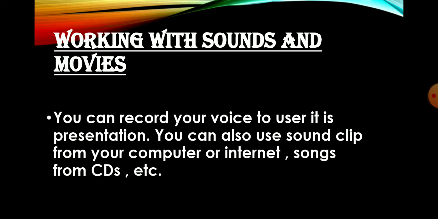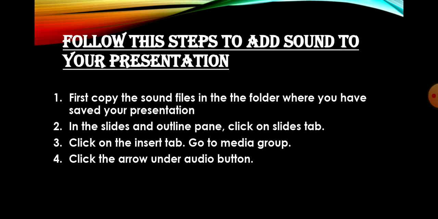Follow these steps to add sounds to your presentation. First, copy the sound files in the folder where you have saved your presentation. In the Slides and Outline pane, click on the Slides tab. Click a slide to which you want to add a sound. Click on the Insert tab, go to the Media group, click the arrow under the Audio button. A new window will open showing the following three options.